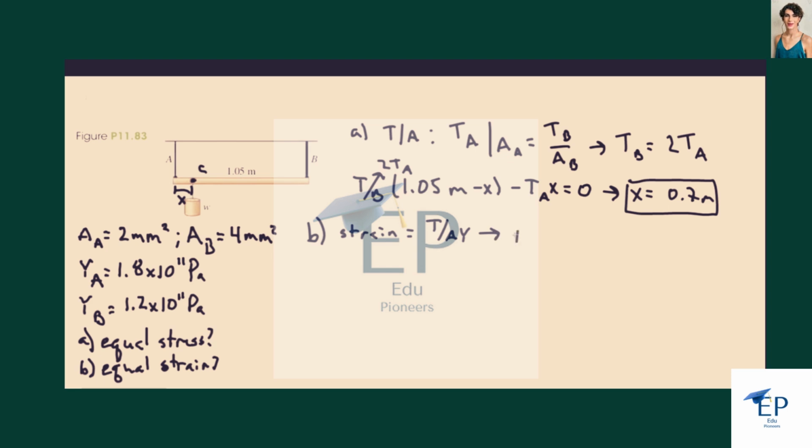that now tension B is 1 1/3 the tension in A. So our torque equation still gives us this, but now the tension in B is 1 1/3 times the tension in A. And so we end up with x being 0.6 meters.